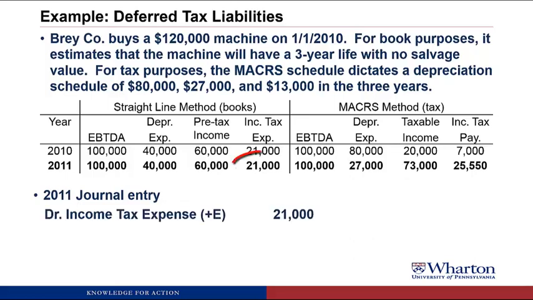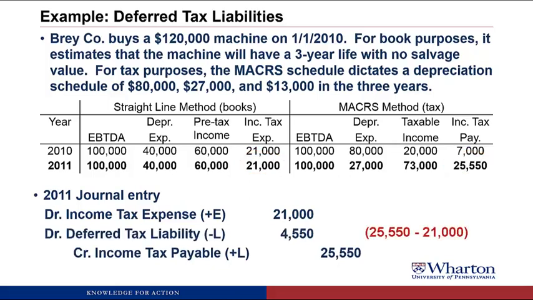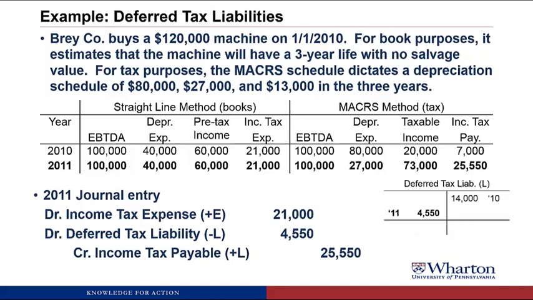Okay, so we're going to debit income tax expense for 21,000. That goes on the income statement. We credit income tax payable. We create the liability for what we owe the government of 25,550. Here our credits are greater than our debits, so we need a debit to deferred tax liability. We reduce the deferred tax liability by 4,550, and so that goes on the debit side.